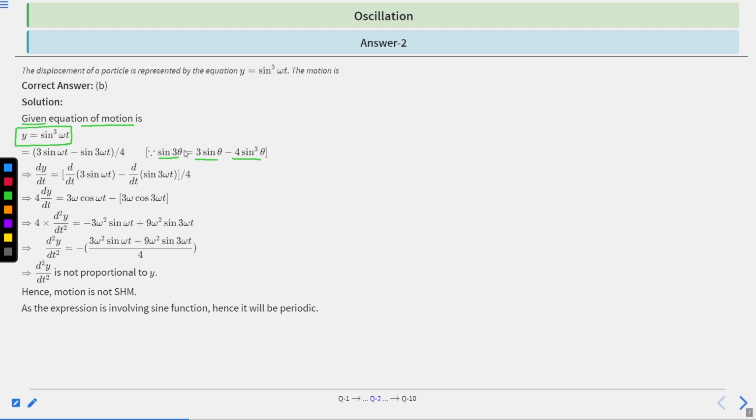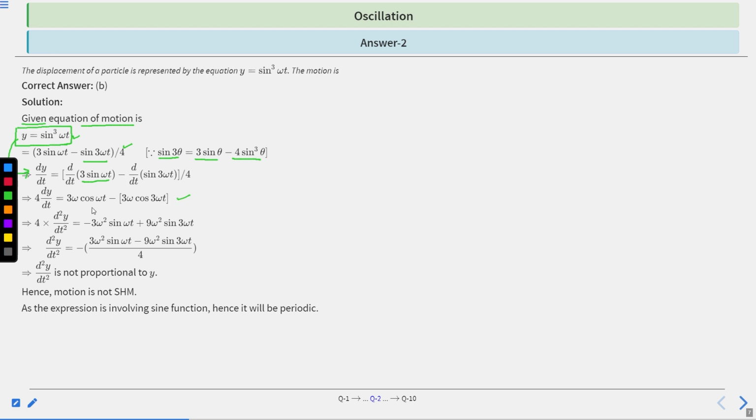When using this formula, we will get y equal to (3 sine omega t minus sine 3 omega t) divided by 4. And take the derivative of this equation, dy upon dt. When you take the derivative, you will get d upon dt of y, which is sine cube omega t, equal to d upon dt of 3 sine omega t minus d upon dt of sine 3 omega t, divided by 4. Solving this, you will get 4 dy upon dt is equal to 3 omega cos omega t minus 3 omega cos 3 omega t.